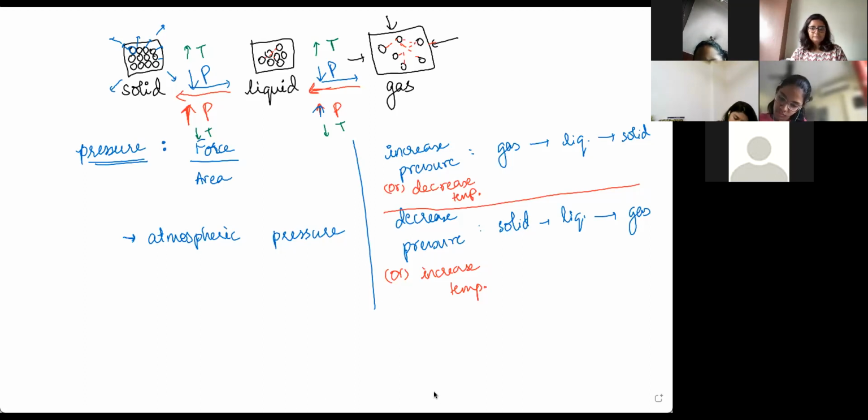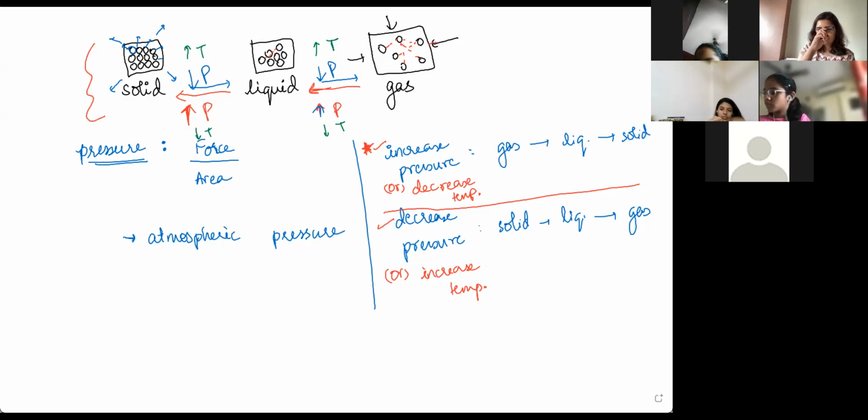So once you guys finish noting this down, let me know. We'll discuss the next. But only the part increase pressure gas to liquid to solid or decrease temperature. Yes. That done. Yeah. This is important. If you want, you can note this down if it will help you understand and all that. But yeah, knowing this is important. Increasing pressure se kya hoga, decreasing pressure se kya hoga. That part.